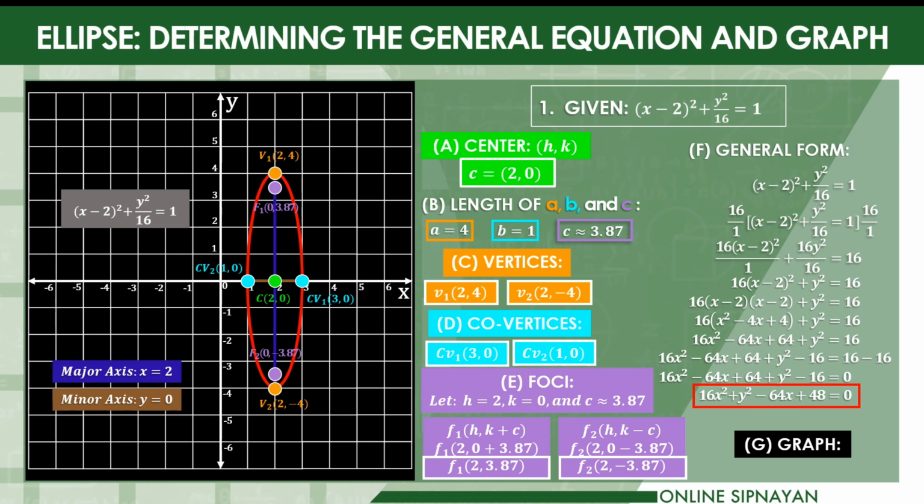Let's try example number 2, which is x squared over 16 plus y squared over 4 is equal to 1.